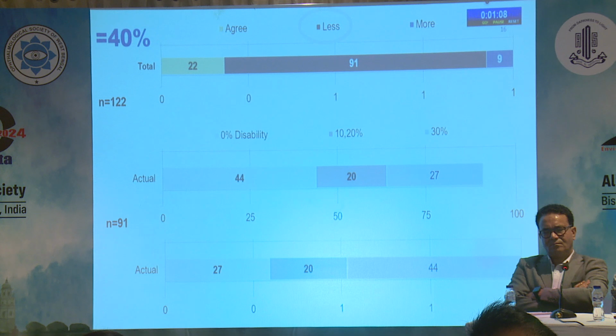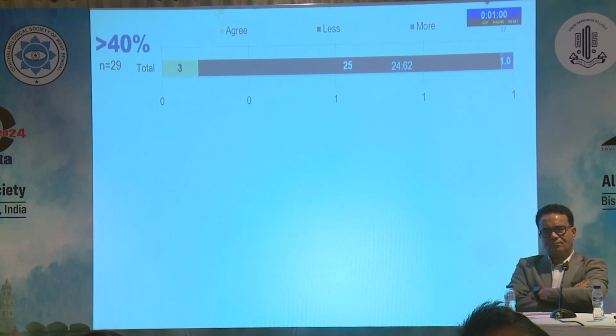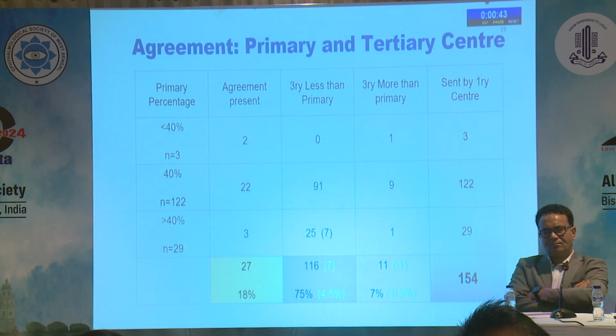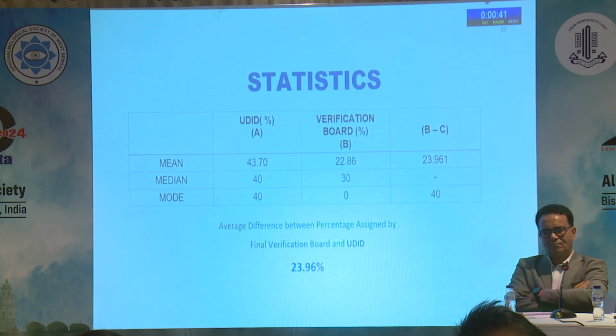Amongst them, 0% was in 27%, and 30%, that means one-eyed, was in 44%. Similarly, for those who were given more than 40% by the primary center, we disagreed with a huge amount, of which again 0% was, and 30% were significant. So this was the agreement statistics.